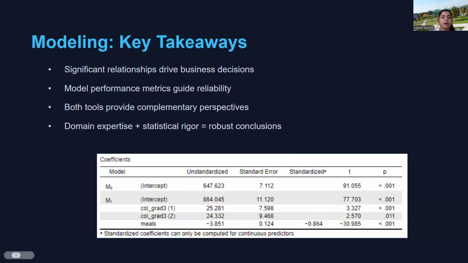Modeling key takeaways. The regression result shows that higher parent education levels are linked to higher academic performance, while higher economic disadvantage is linked to lower performance. This step is important because regression helps us understand how strong these relationships are, not just whether differences exist.